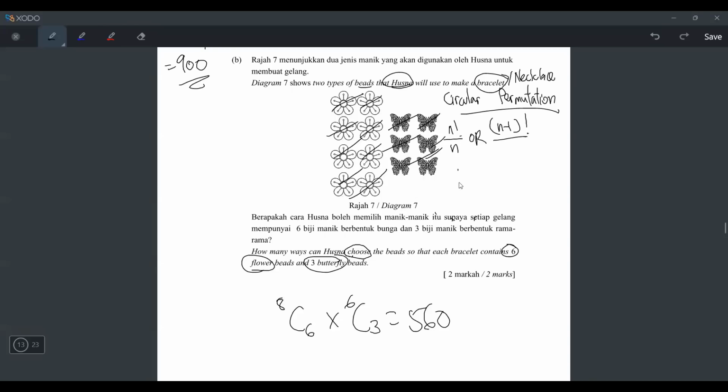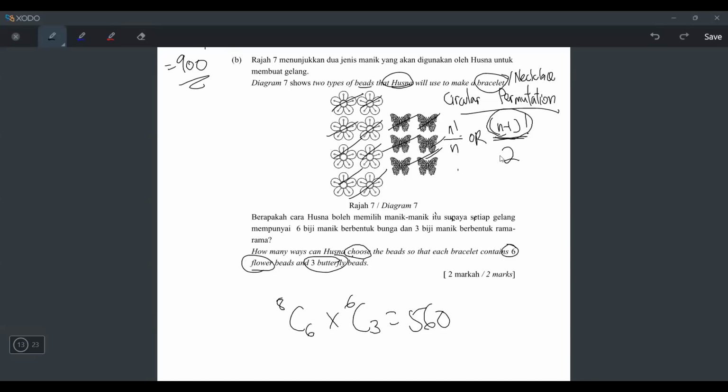But if they say arrange, how many ways can Husna arrange the beads? Then of course the working will be different, and the answer will be different also. Because if they say arrange, then you have to use this formula already, the (n minus 1) factorial, and you have to divide by 2. Do you know why? Because it's a bracelet. Okay, it's a bracelet. That's why you have to divide by 2.